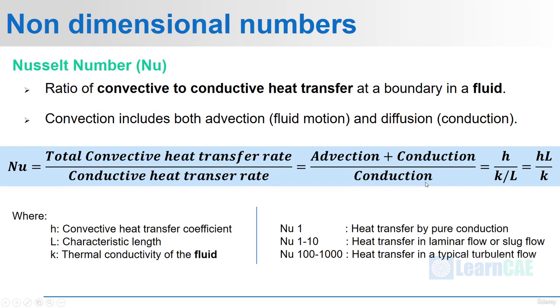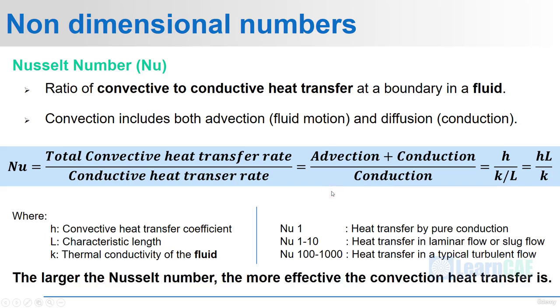If the Nusselt number is in the range of 1 to 10, then the heat transfer is in laminar flow or slug flow. It means convection has just started. If the Nusselt number is high, in the range of 100 to 1000, then it is heat transfer in typical turbulent flow. The higher the Nusselt number, the higher the effective heat transfer rate due to convection. That is, the larger the Nusselt number, the more effective the convection heat transfer is.